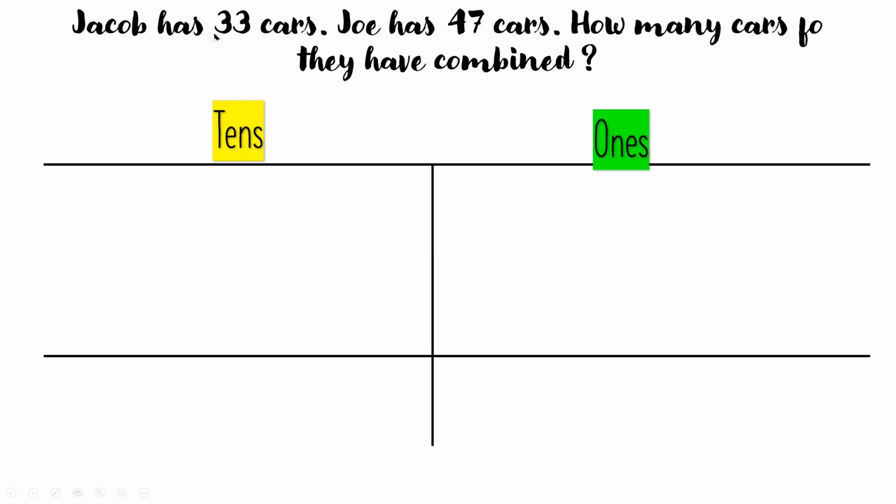Jacob has 33 cars. Joe has 47 cars. How many cars do they have combined? The word combined tells us that it is an addition problem. So our addition problem would be 33 plus 47. Now would be a great time to pause the video to solve the problem.